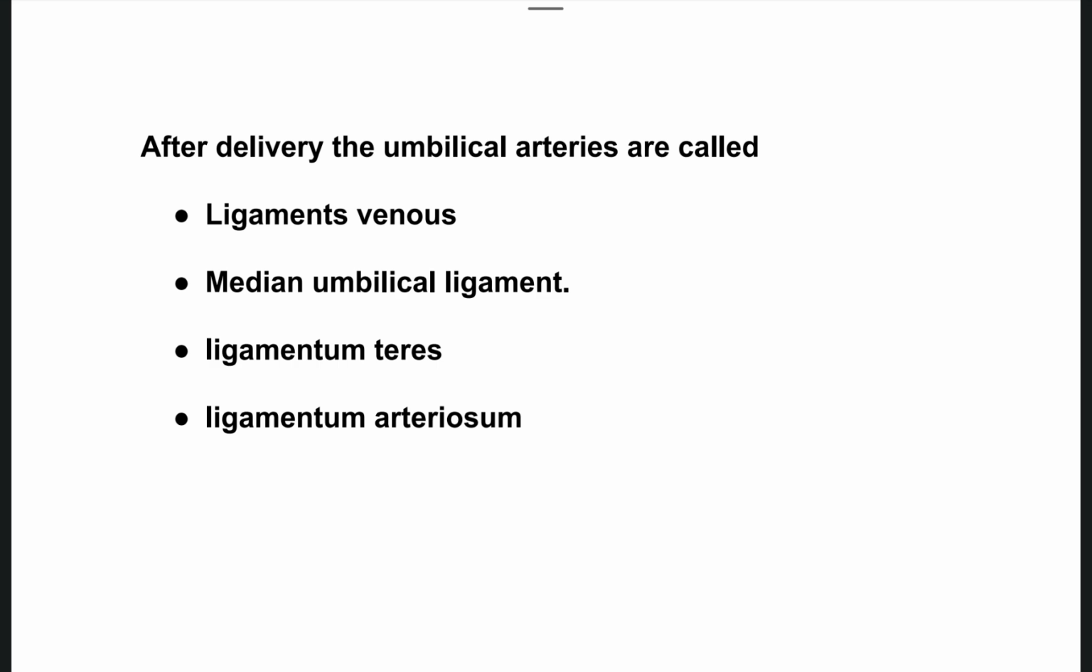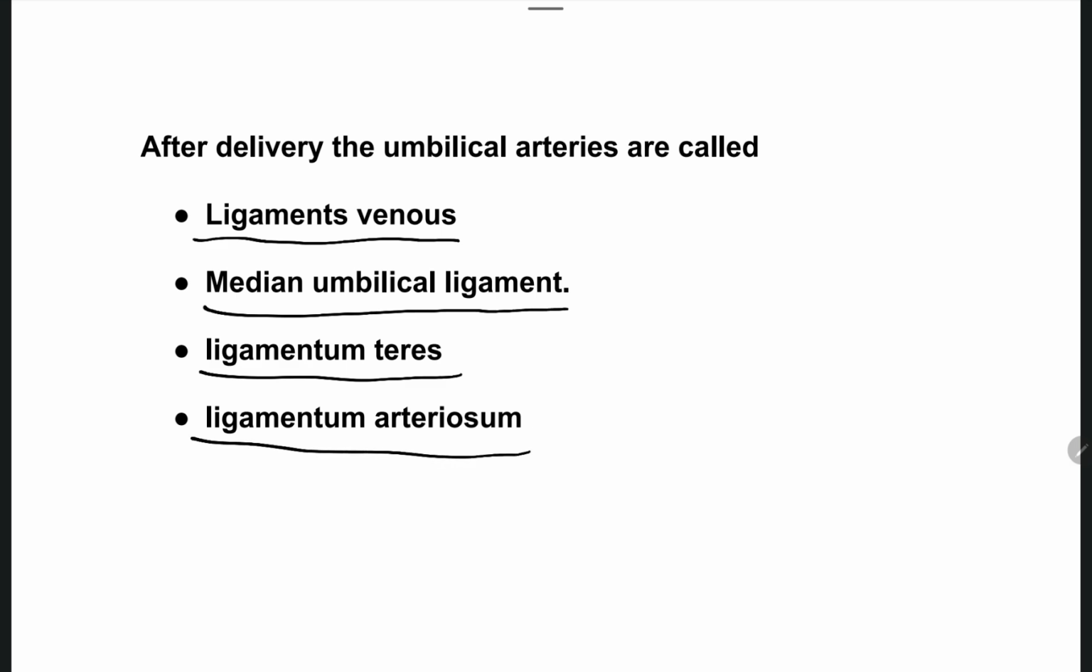Today we will see some of the basic questions for upcoming staff nurse recruitment examinations. The first question is, after delivery the umbilical arteries are called. After delivery of the baby, the umbilical arteries are known as: options are ligamentum venosum, medial umbilical ligament, ligamentum teres, ligamentum arteriosum. The right option is option B, medial umbilical ligament. After the delivery of the baby, the umbilical arteries are converted to medial umbilical ligaments.